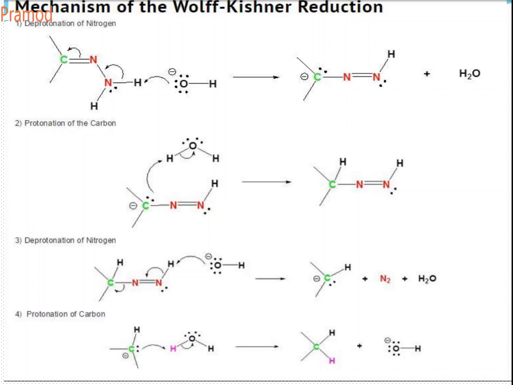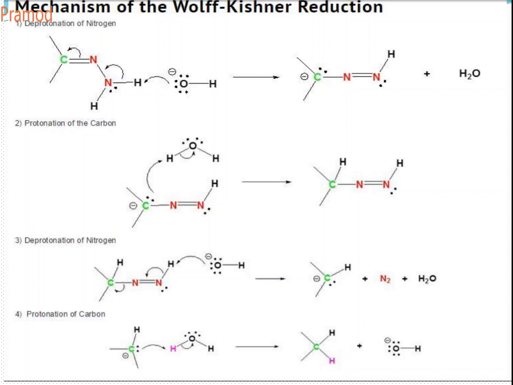Okay, to give your carbanion. This carbanion gets protonated by the water molecule which is present to give you an intermediate. Now the next step is the deprotonation of the second hydrogen of the nitrogen by your base, with the loss of nitrogen and formation of a corresponding carbanion. So there is an electron transfer, and it forms a carbanion. Now this carbanion again gets protonated by water to give you the corresponding alkene and a hydroxide ion. So this is the mechanism of the Wolff-Kishner reduction.